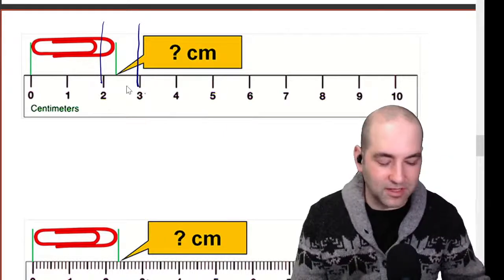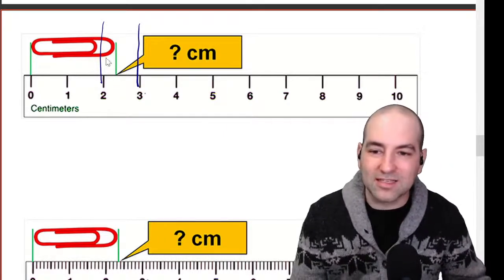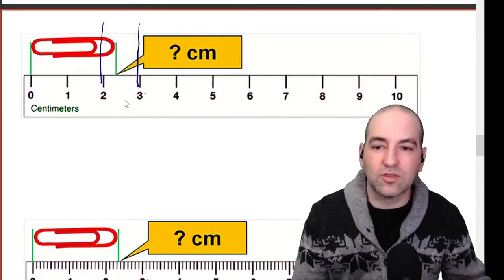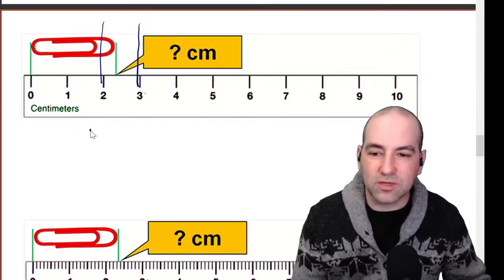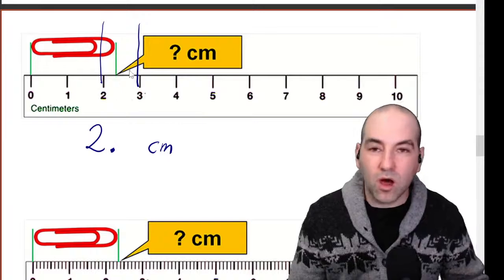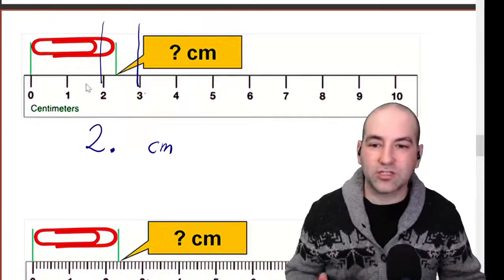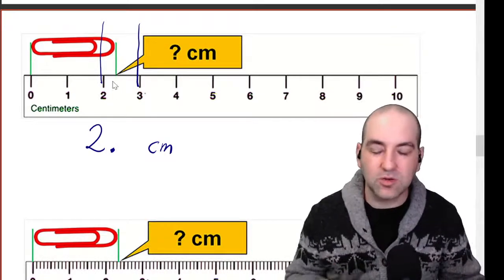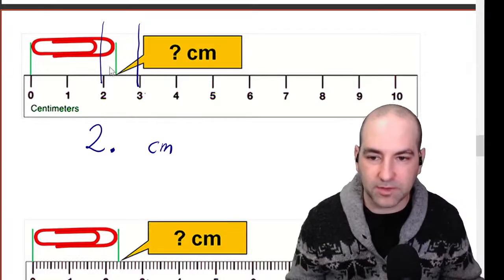I didn't line those up exactly right, but you know what I'm saying. It is definitely between 2 and 3. So when we say that this measurement is 2 point something, we know that's absolutely true. That's certain. It's definitely between 2 and 3, so that makes it 2 point something.